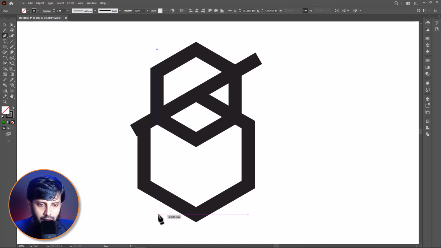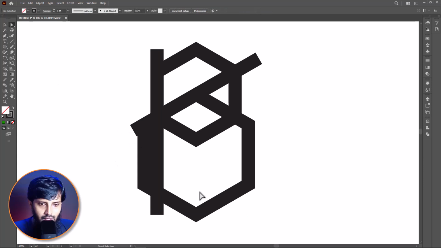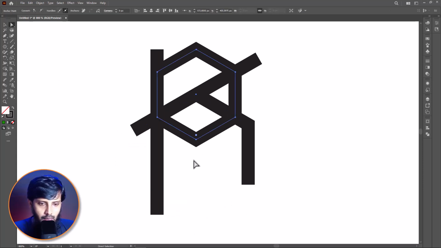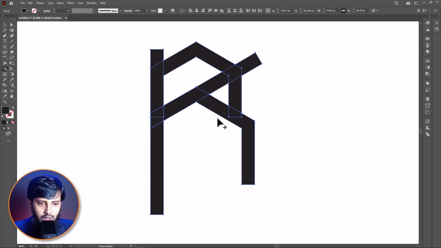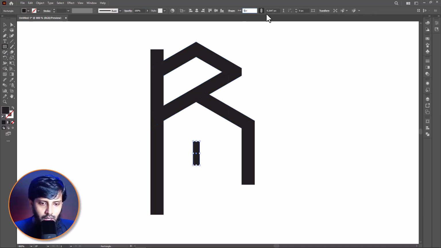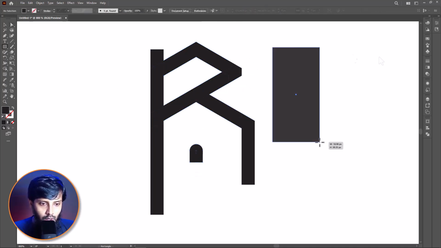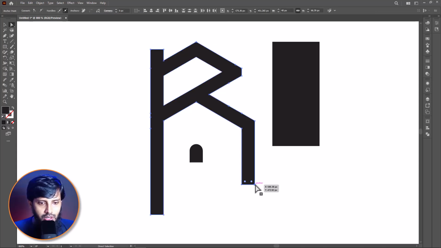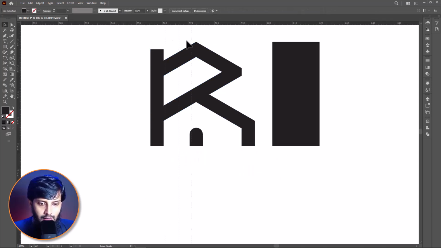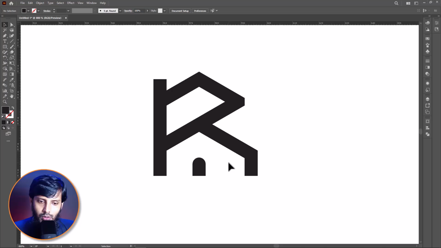Next, I drew a line along the left side, deleted the extra parts, and expanded the strokes into shapes. I made sure the height and width were equal to maintain balance and stability. That is the key requirement of this logo.